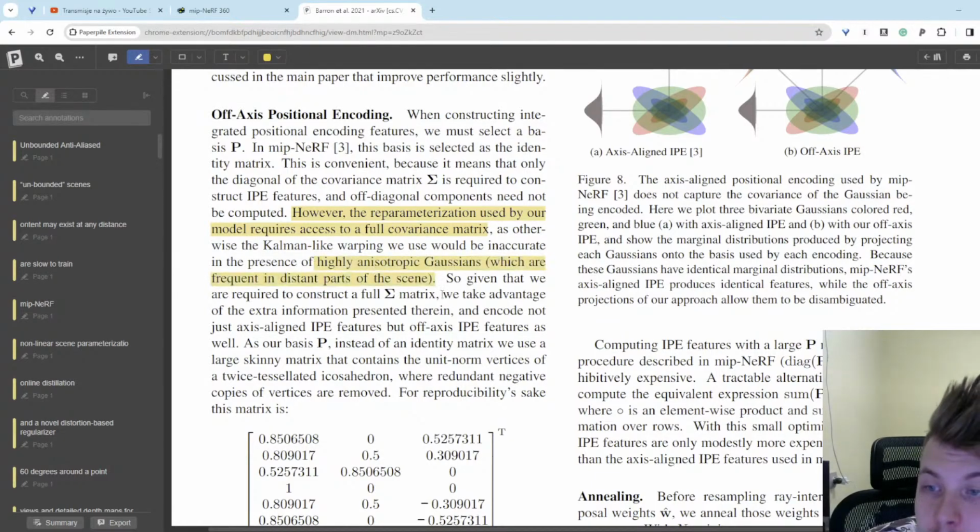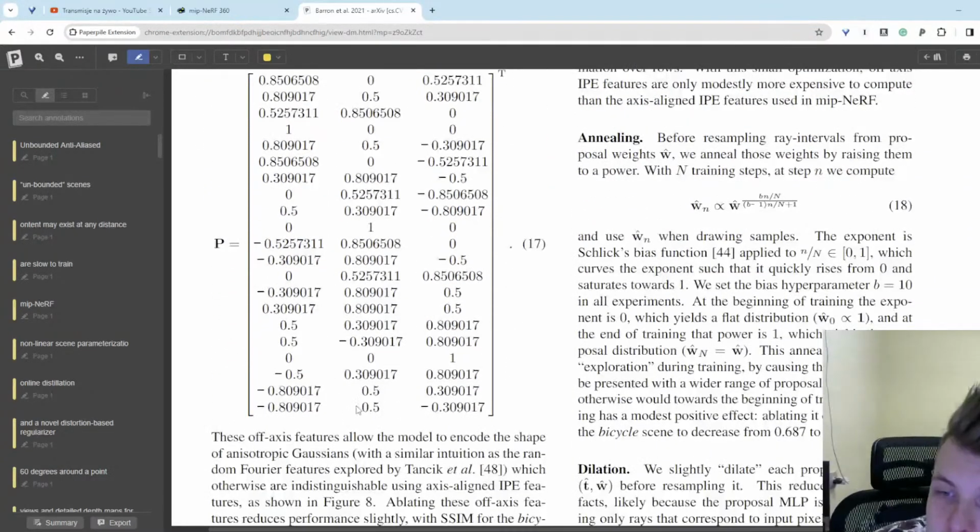Okay, so given that we construct the full covariance matrix, we take advantage of the extra information present therein and encode not just axis-aligned IPE features, but off-axis IPE features as well. As our basis P, instead of the identity matrix, we use a large skinny matrix that contains the unit norm vertices of a twice-tessellated icosahedron. When redundant negative copies of vertices are removed, for the sake of reproducibility, the matrix is given. So they provide this matrix here.